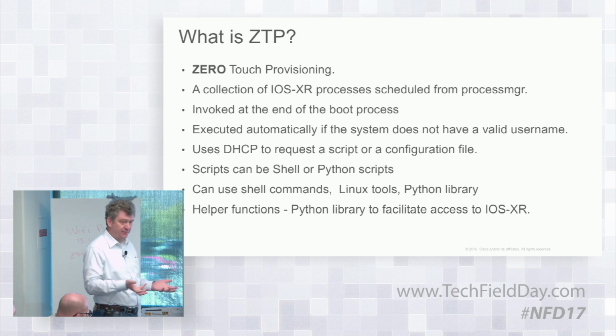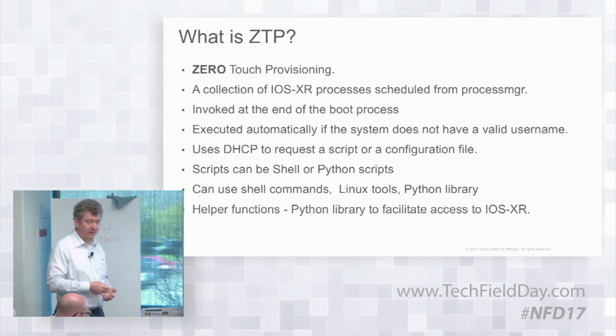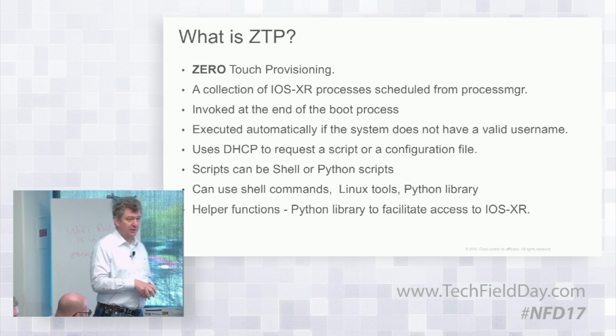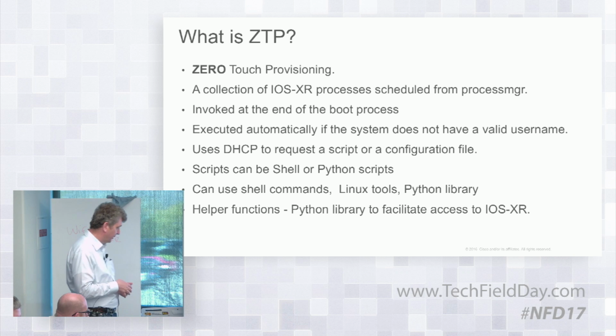And what we expect from the DHCP server is option 67, boot file name. It can be in IPv4, it can be in IPv6. And then from there, we can kickstart the script. So the scripts themselves, they can be in Bash or Python. We support both at this point.